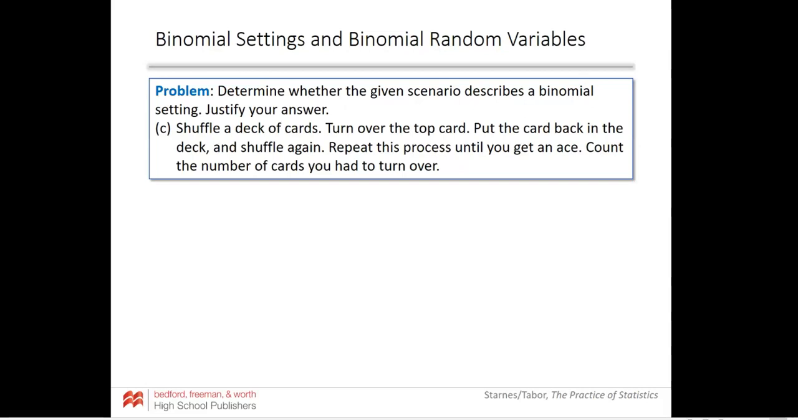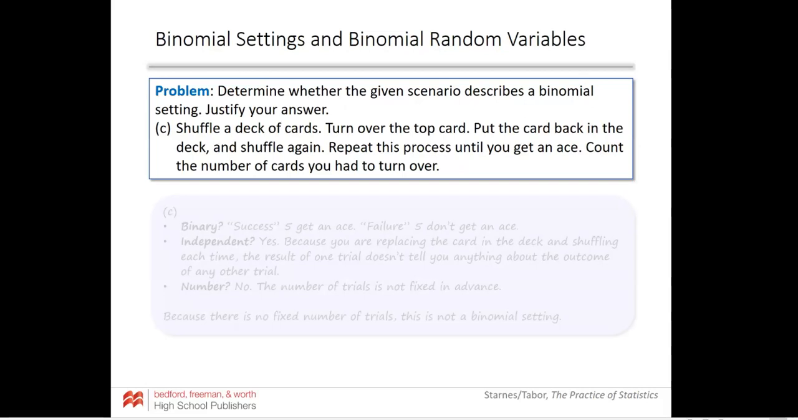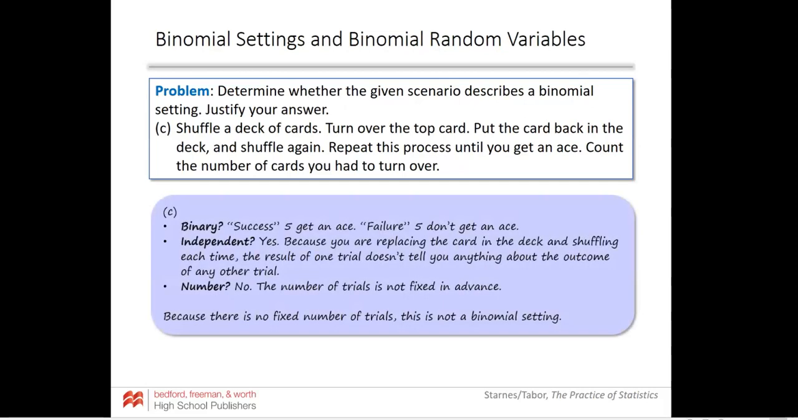And is it a fixed number? So repeat until you get an ace. That is not a fixed number. So you just keep going, keep going, keep going. Sorry, but that's not binomial, right? There's no fixed number of trials there.